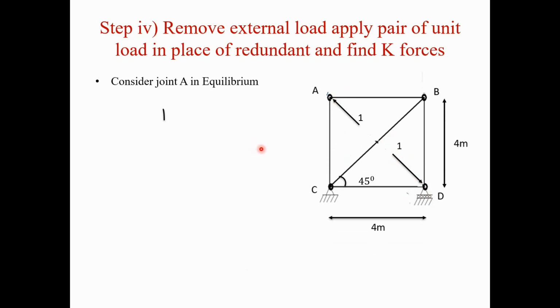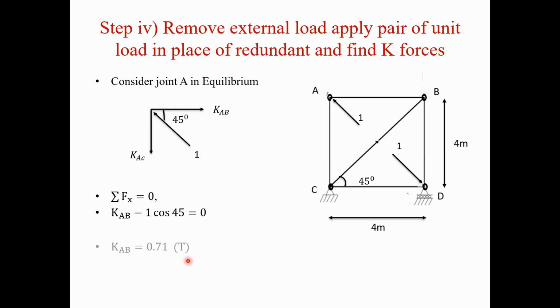Consider joint A in equilibrium now. First we consider joint A for the analysis and draw the free body diagram of joint A. The forces acting at joint A are the KAB force, the KAC force, and this unit force applied at A, which is acting at an angle of 45 degrees. Now applying the condition of equilibrium for the joint, summation of Fx is 0. So KAB minus 1 into cos 45 is equal to 0. We get the value of KAB as 0.71, which is positive again, so the nature we assumed for KAB is correct.